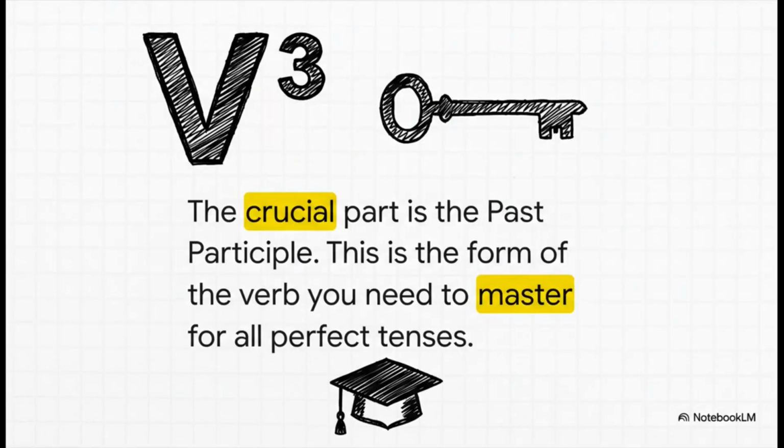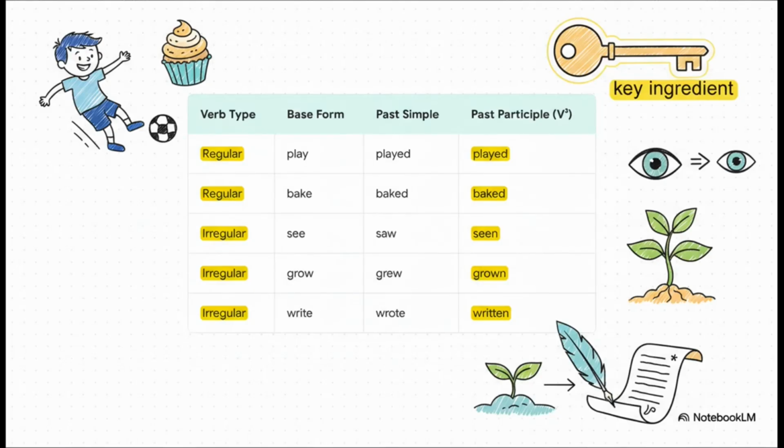Easy. Now that third part is the real key to the whole machine, the past participle, which you'll sometimes hear called V3. This is the verb form you use in all the perfect tenses. So if you can master this one, you're going to be in great shape. So what exactly is this V3?